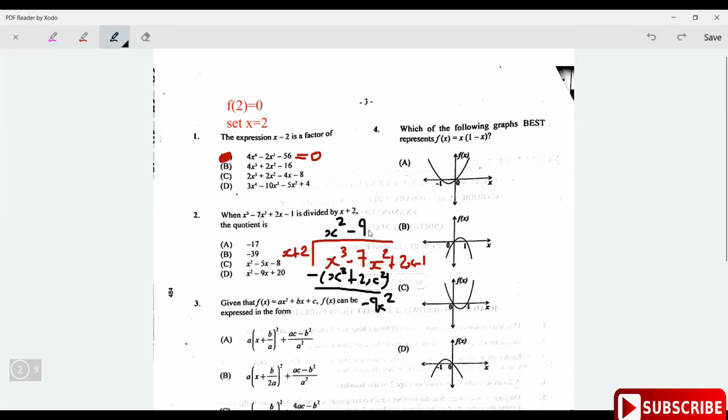Now without even continuing, there's only one option with x squared minus 9x. So it is option D. So even without finishing, we know D is the answer. You don't need to continue any further.